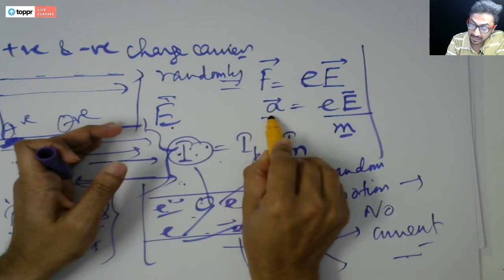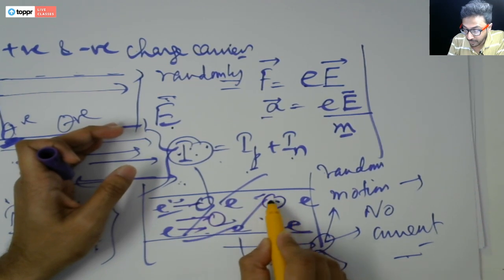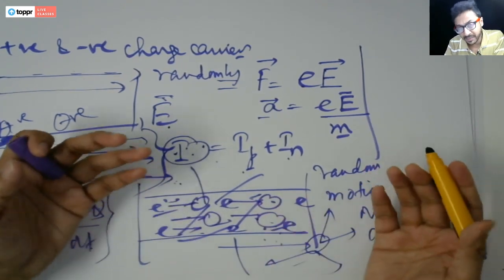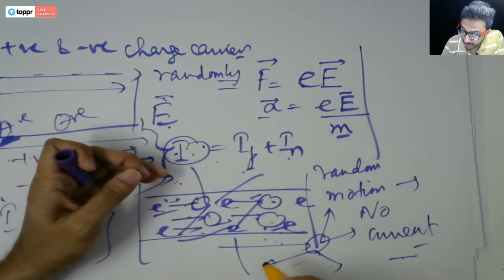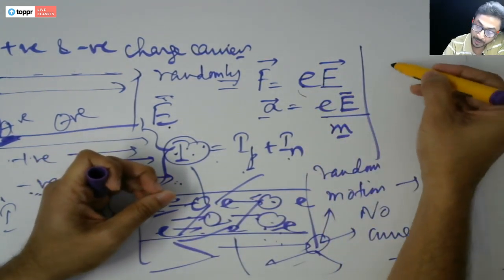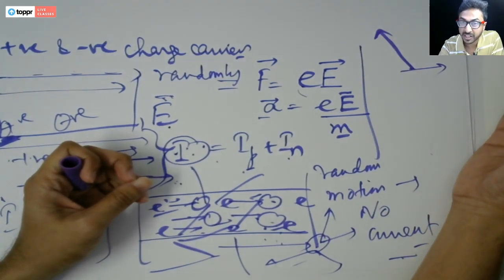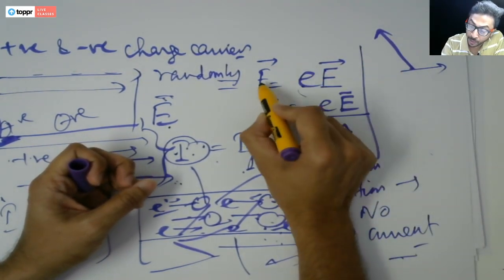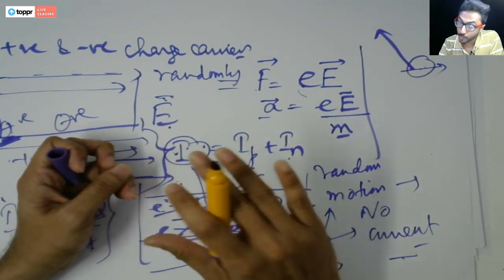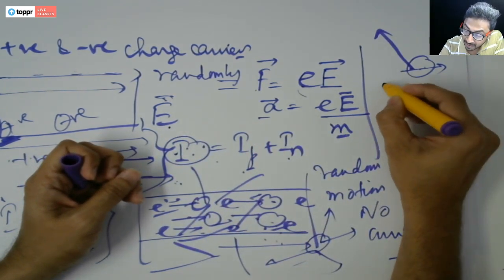Why? Because as it is gaining speed, it is also colliding with the immobile charges, right? And as they are colliding, and with themselves also, they are moving apart. And again, as they have the force, they are trying to move in the same direction. So because of the force, it is accelerating. Because of this collision, it is decelerating. So with this constant collision and constant acceleration and deceleration, they achieve an average speed.